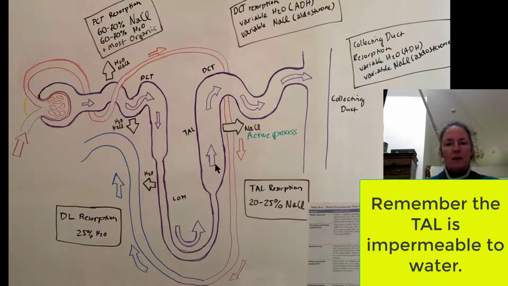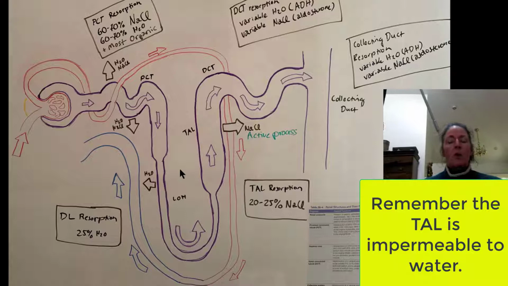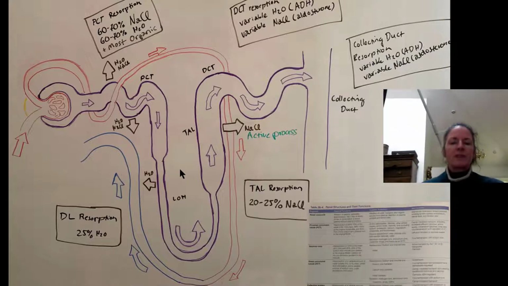So what's going to happen is the more salt we pump out, the more osmosis of water we have on this side. So the more salt we pump out on this side, the thick ascending limb, the more resorption of water we're going to have on this side. So basically, what we're doing is we're setting up a countercurrent multiplication.